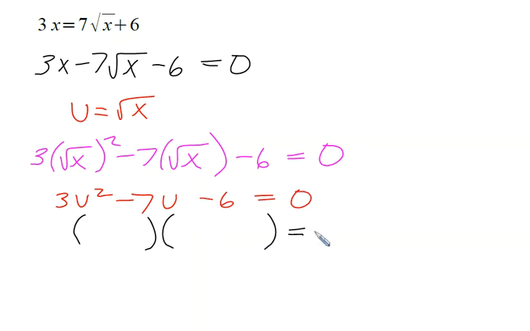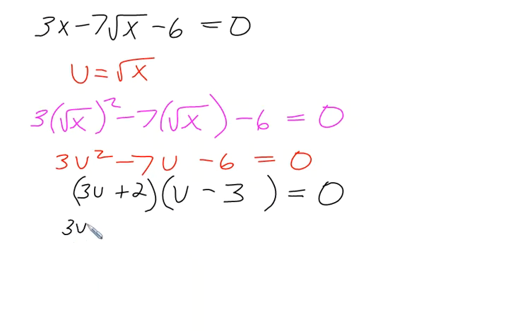This is another one that I believe we can factor. We would have to start off with a 3u and a u. And then if we put a minus 3 here, we would have a negative 9u. A plus 2 here would give us a plus 2. Negative 9 plus 2 would become our negative 7u. So as we solve this, 3u plus 2 equals 0. 3u is equal to negative 2, which means u is equal to negative 2/3.